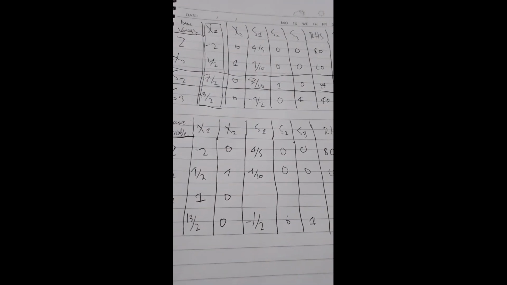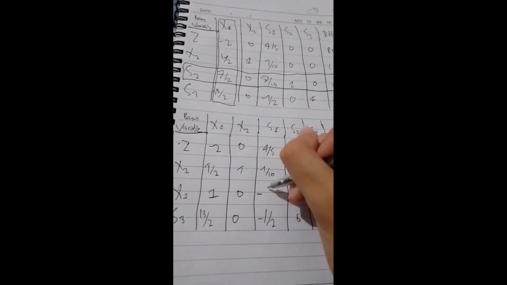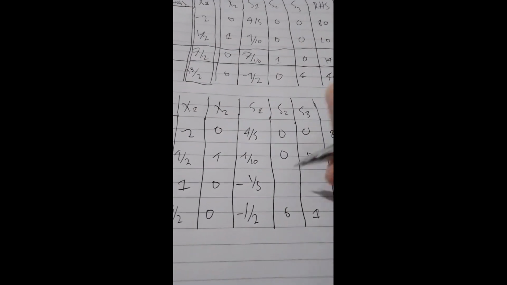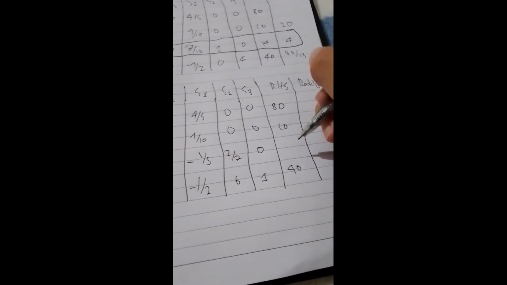Negative 7 over 10 divided by 7 over 2 is equal to negative 1/5. And 1 divided by 7 over 2 is equal to 2 over 7. 0 and 14 divided by 7 over 2 is equal to 4. Ayan, nakuha na po natin.